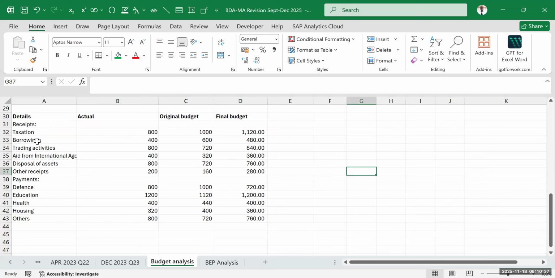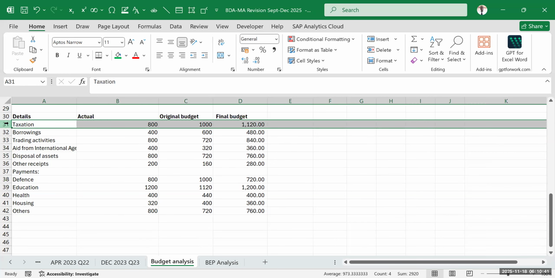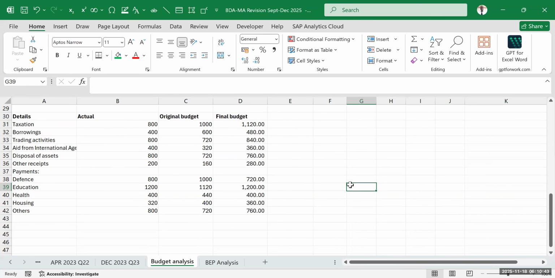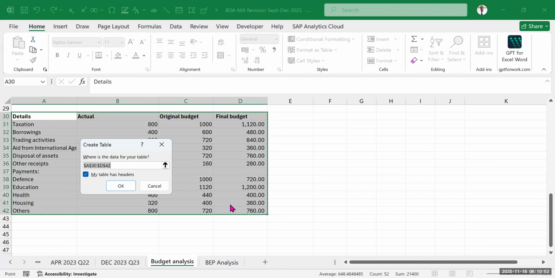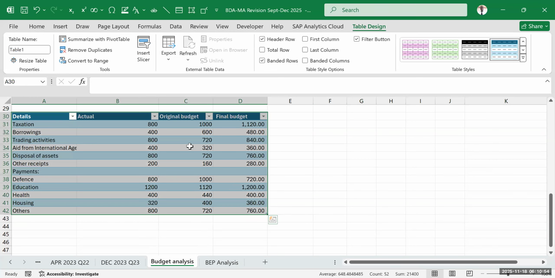All right. This word written, receipts, is it important? The answer is no. I will remove it. So I'm having my figures there. And I think I just need to insert a table like that. I know someone is wondering, how did I insert the table?